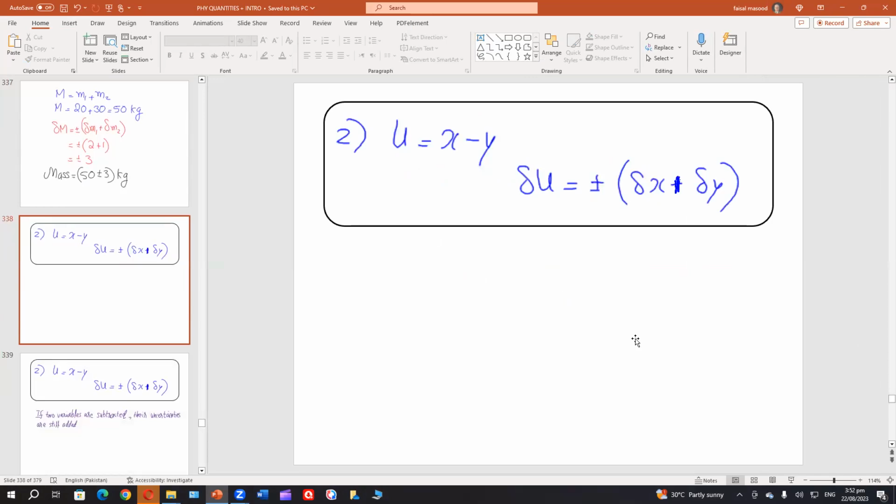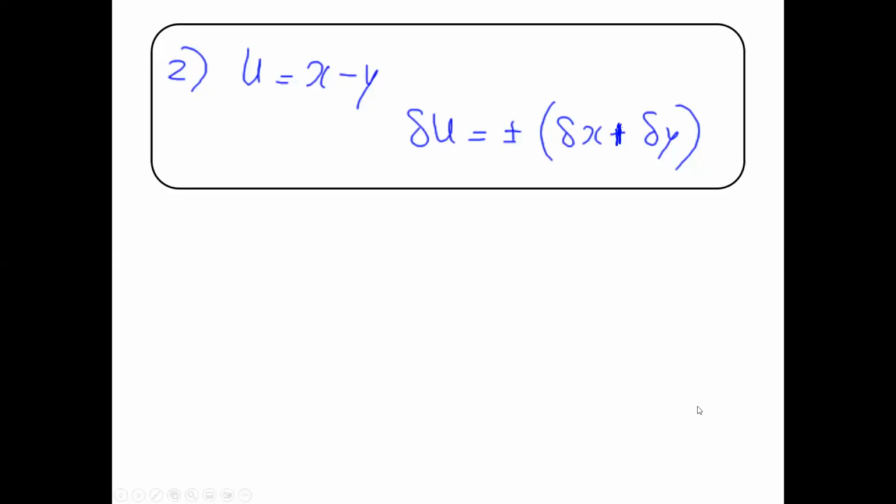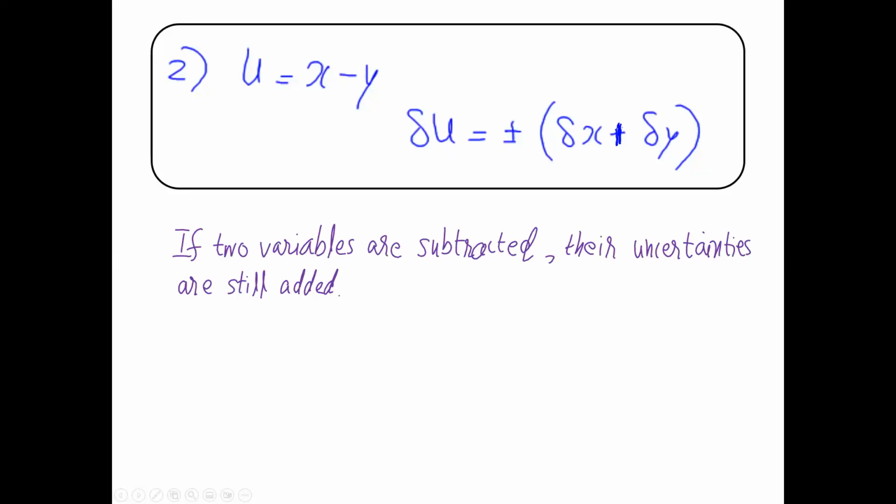Now, see the formula. u is equal to x minus y. If two variables are subtracted, their uncertainties are still added. You have to copy this.